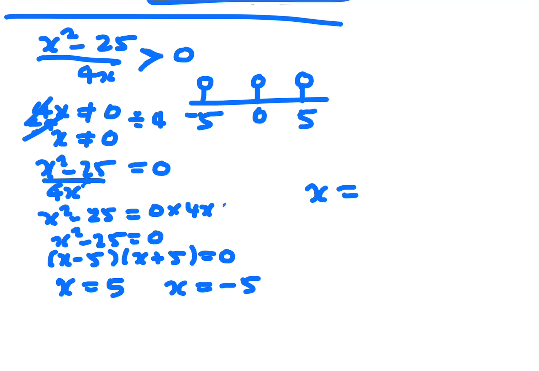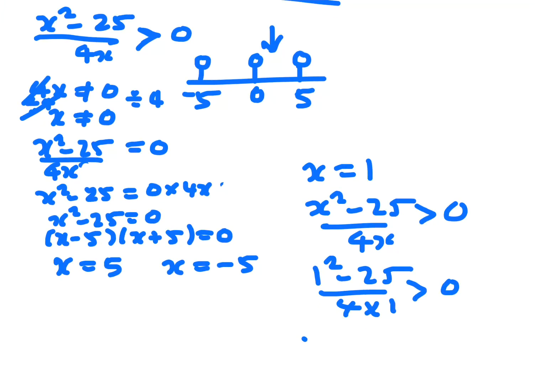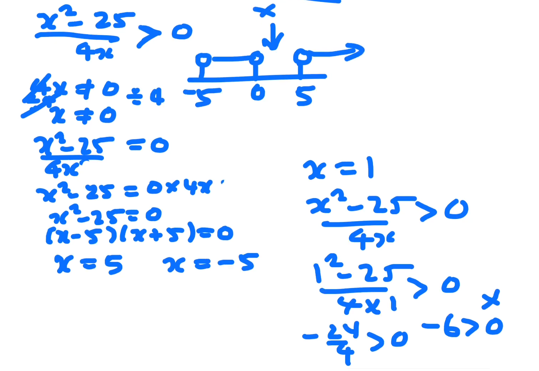Let's just test a point. So let's test something in here, x equals 1. X squared minus 25 over 4x greater than 0. So 1 squared minus 25 over 4 times 1 is greater than 0. Minus 24 over 4 is greater than 0, so minus 6 is greater than 0. That's not true. So it'll be here and here.